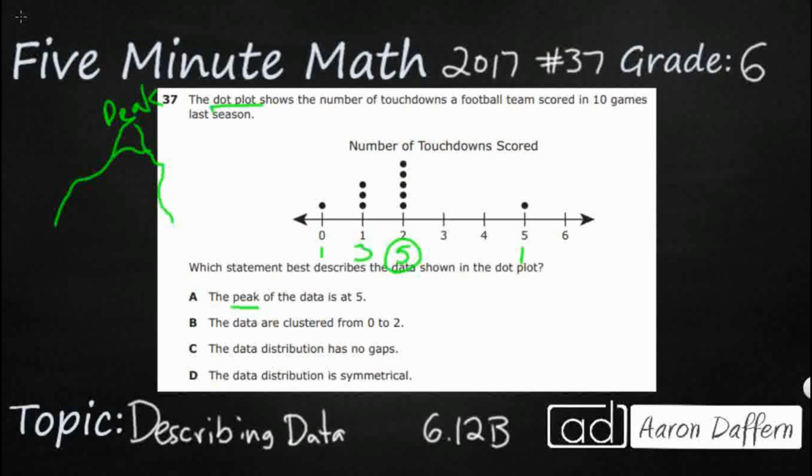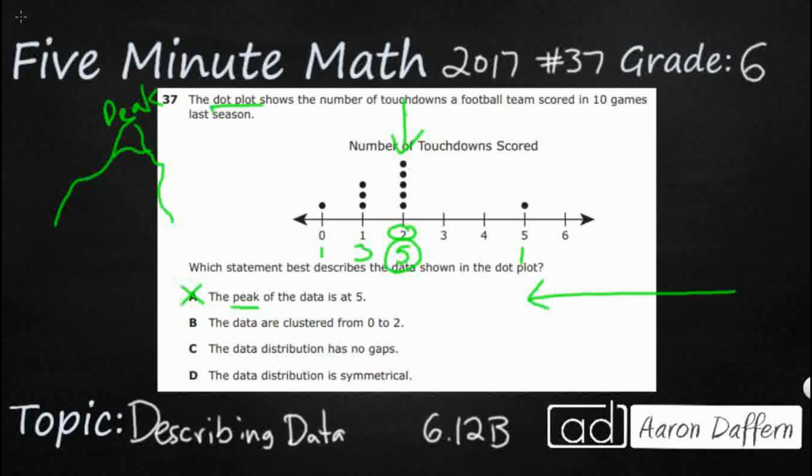That's the confusing part. Even though there were 5 games in which they scored 2 touchdowns, the peak of the data is really here at 2, because this is where most of your data is. It's right there at 2. So this one is actually not going to be correct, but I can see how some students might choose that one because there were 5 games in which they scored 2 touchdowns.